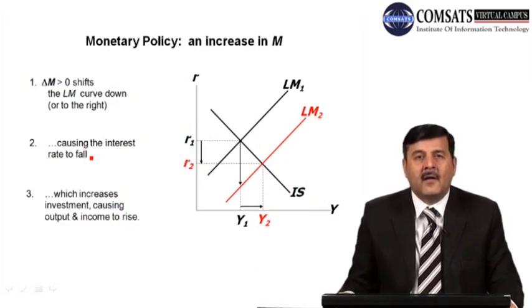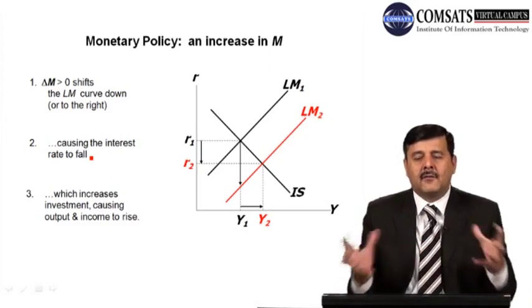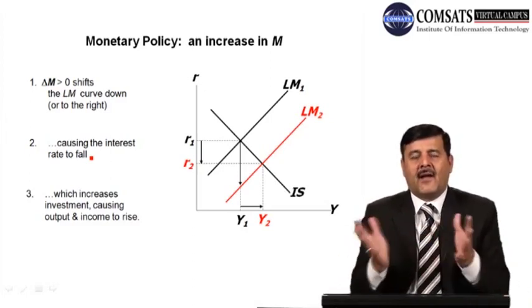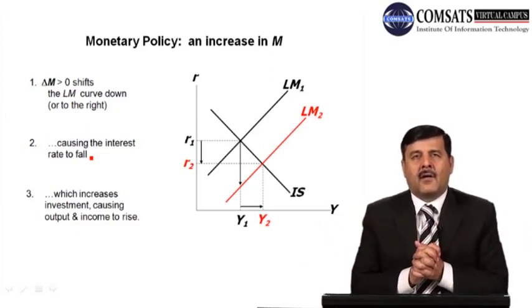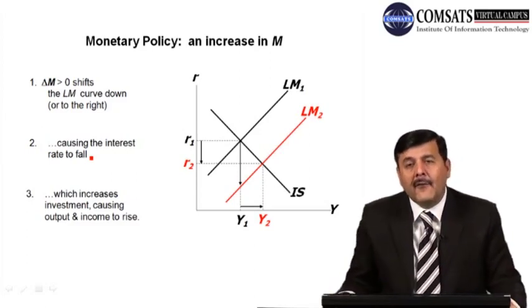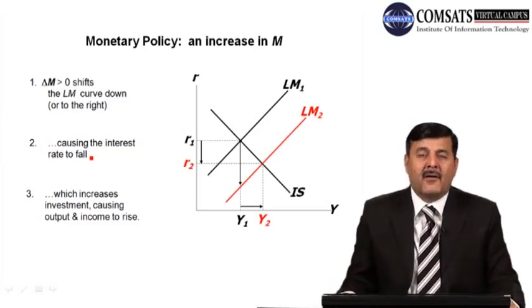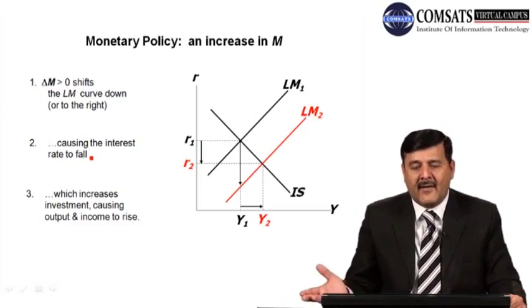The second instrument with the policy maker is monetary policy. The government or the policy maker can use the money supply as a tool of monetary policy to shift the IS or the LM curve and see what happens to the equilibrium in the goods and money market. Now, if the policy maker adopts a policy to increase the money supply, this will shift the LM curve to the right, right?